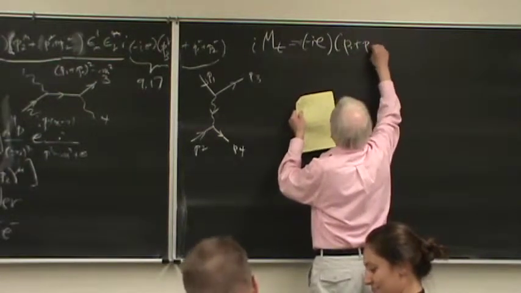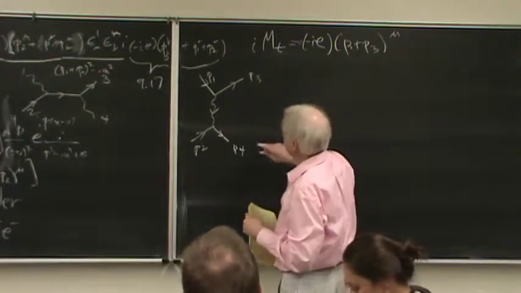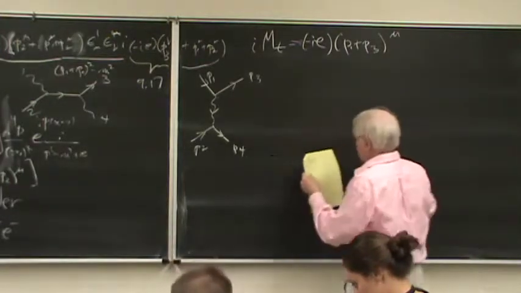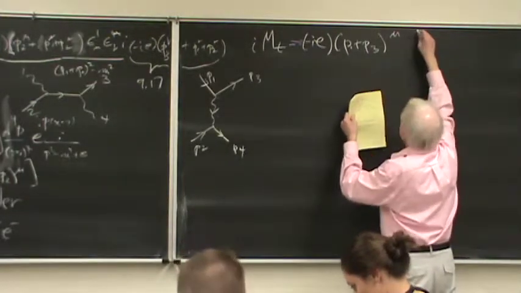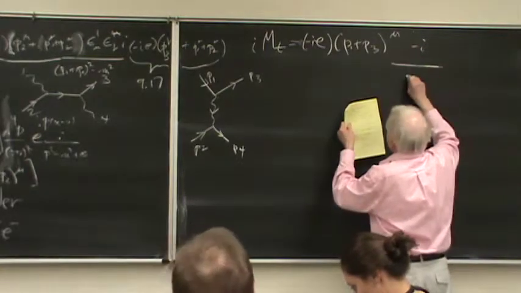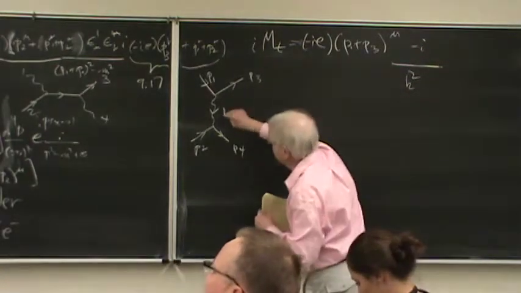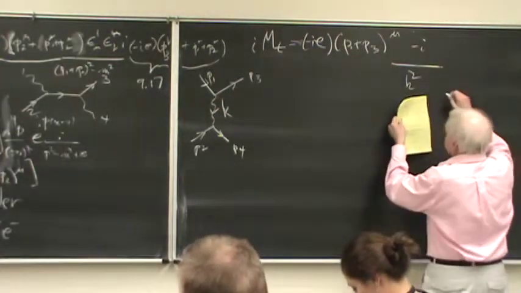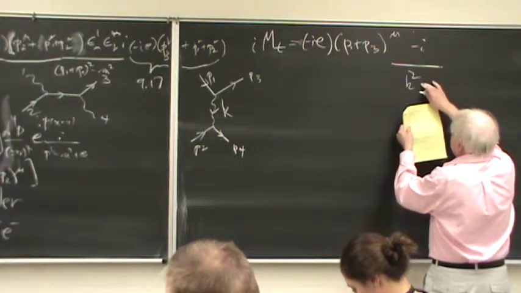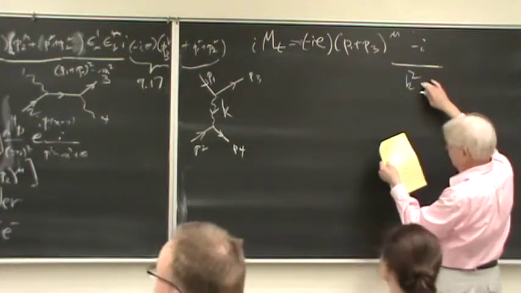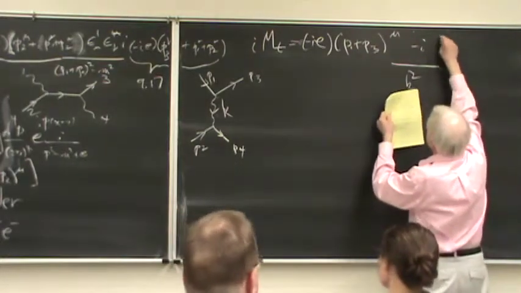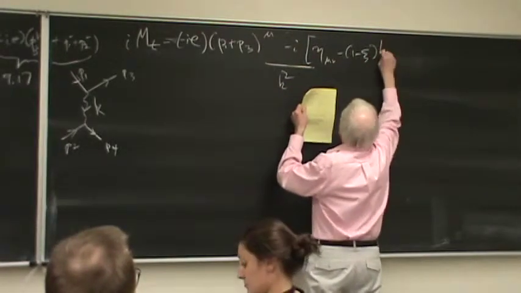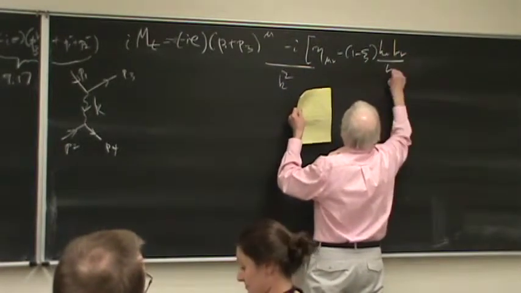P1 plus P3 mu. So that's this diagram, this vertex. Then we have a photon propagator. And what is that? Well, it's minus i over k squared. I'm going to call this k, but of course k is P1 minus P3. There's no m squared because we're talking photon and tree level. So it's minus i, and then this thing is eta mu nu minus 1 minus c k nu k over k squared.